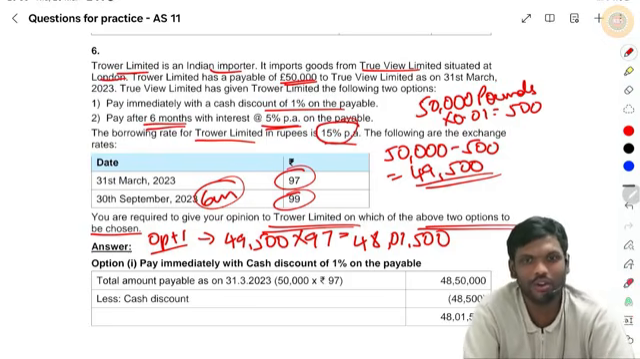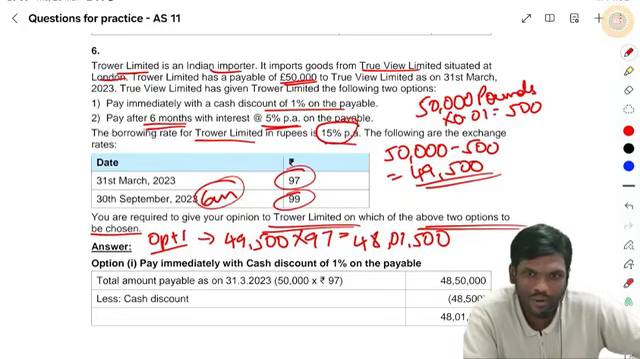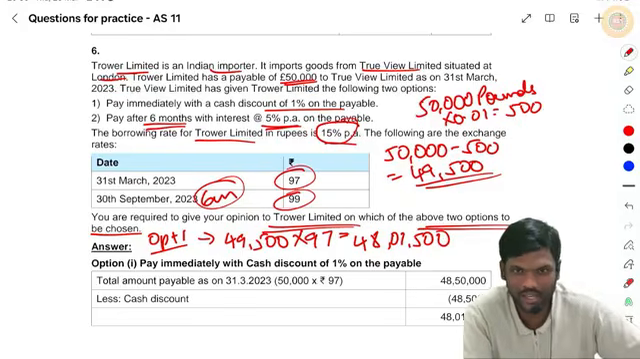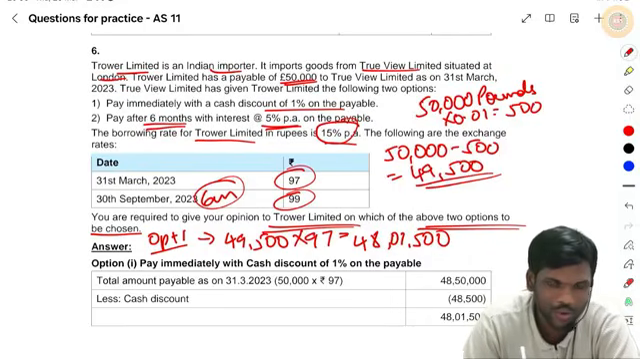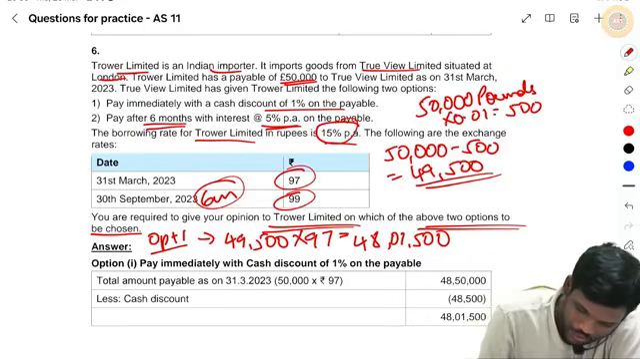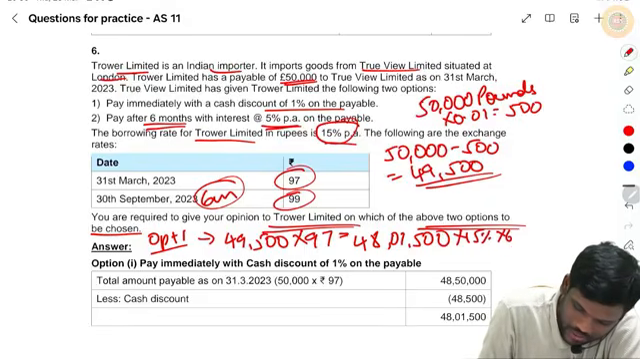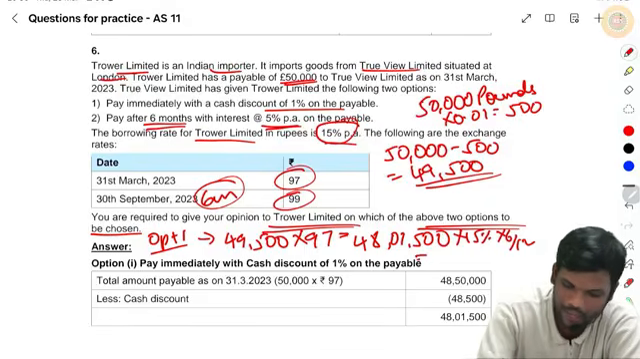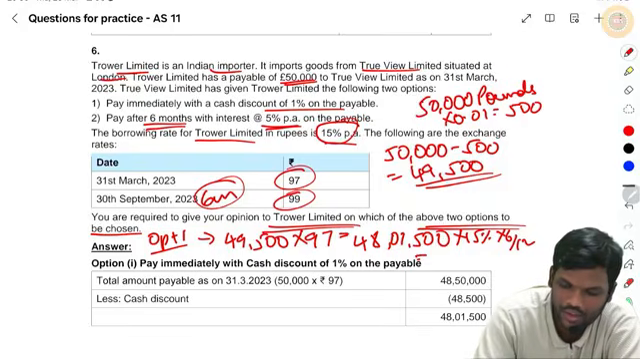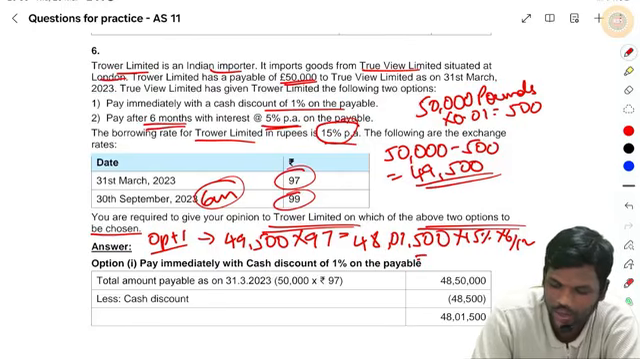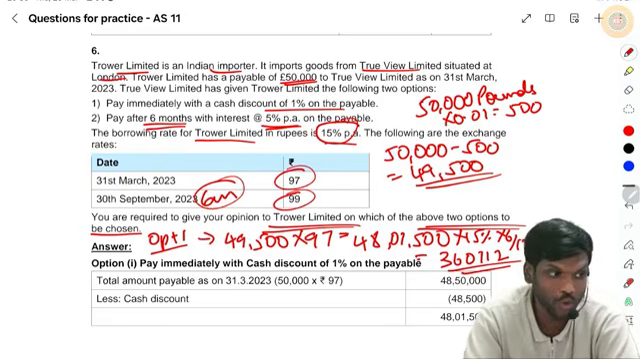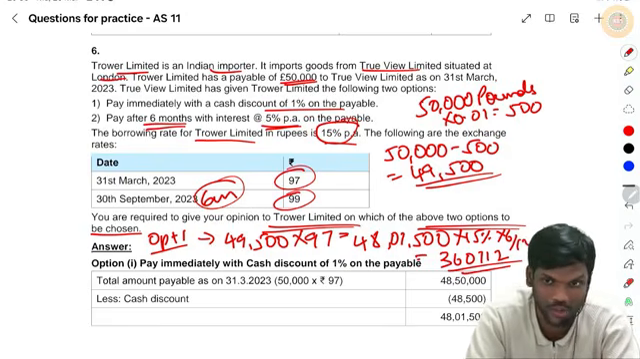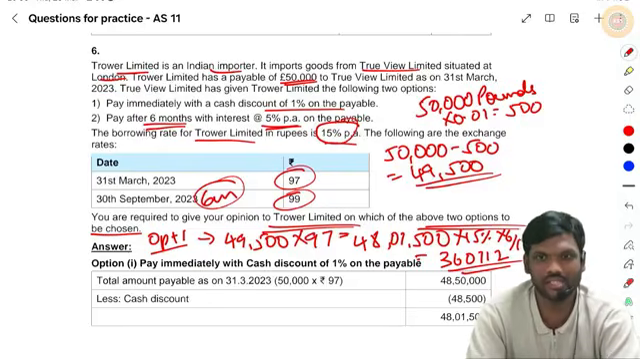So effectively what you are doing, you are taking a loan from an Indian bank at 15% per annum, and you are paying this. Now when you take a loan, you have to pay interest on that also. So into 15% into 6 by 12. So you will end up paying an interest of 48 lakh 1,500 into 15% into 6 by 12. You will pay an interest of 3,60,112. So you have to pay not only this 48 lakh 1,500, you should also pay 3,60,112.